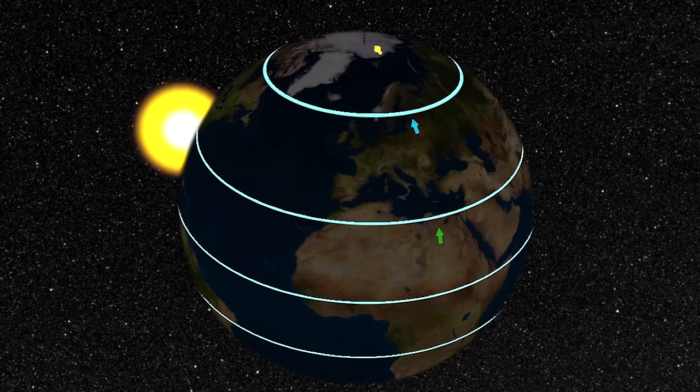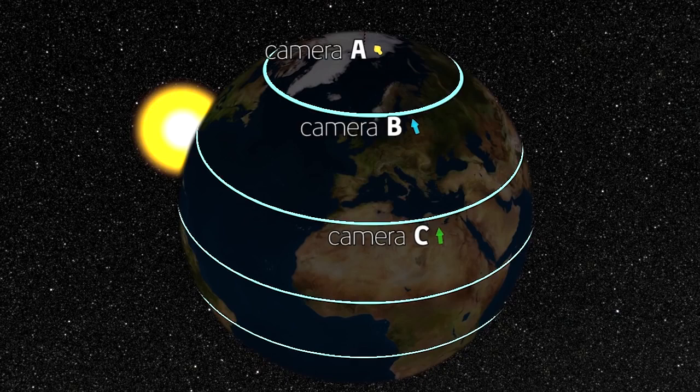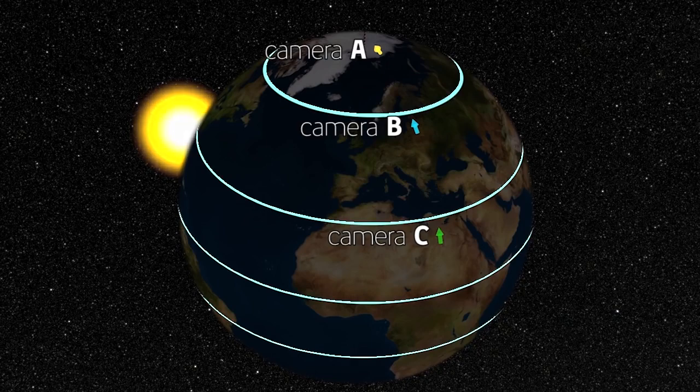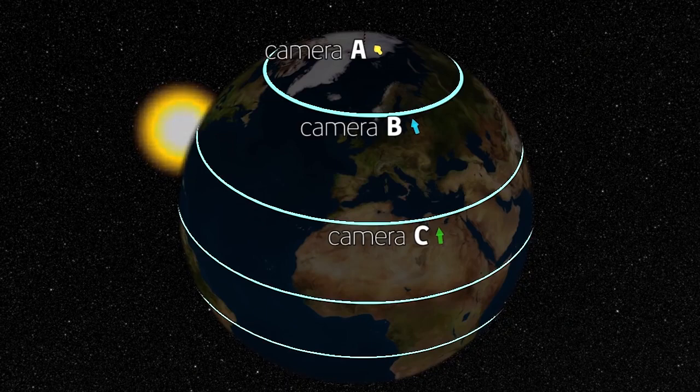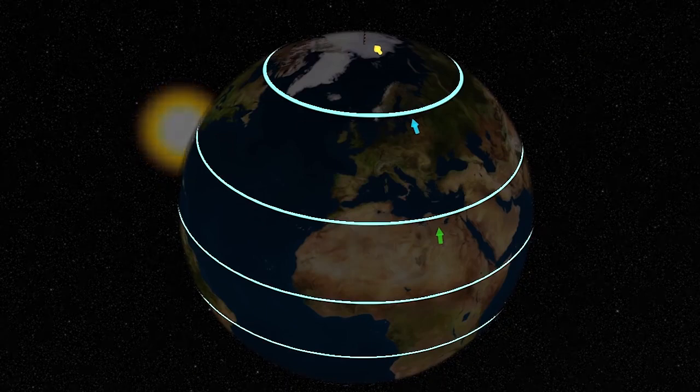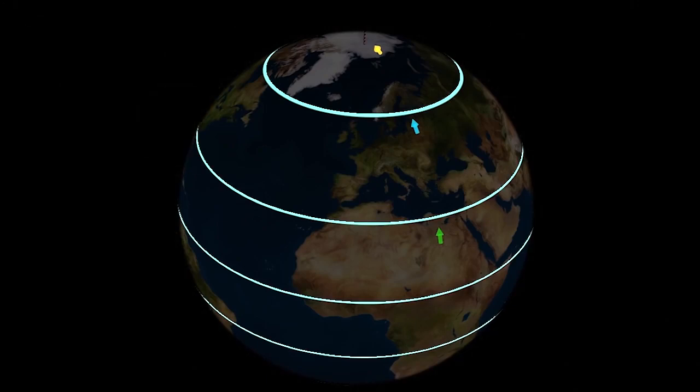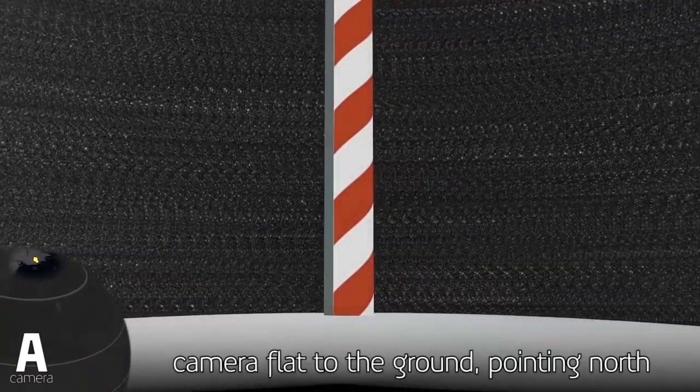Those arrows you can see there represent 3 cameras, which are all facing north at this point, and are basically flat to the ground. To make the star trails, I'm just layering them up, and each layer is delayed by a few frames. Let's have a look at the resulting star trails from each camera.